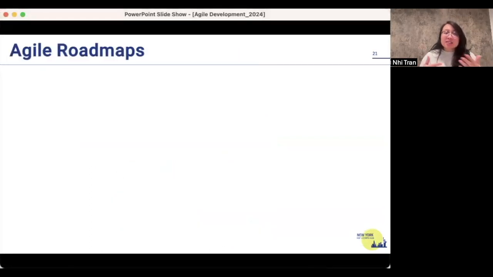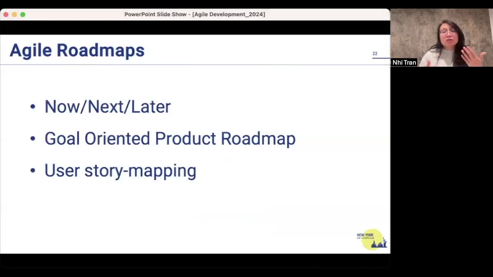Now let's do some fun stuff here with the Agile roadmap. There are 3 important roadmaps that I would like to introduce to everyone. You can use all these 3 for your product development in the future. First, I will introduce the now, next, later roadmap. The second one will be the goal-oriented product roadmap. And last but not least, the user story mapping. So let's go over each roadmap to understand what it is and what its use case is.